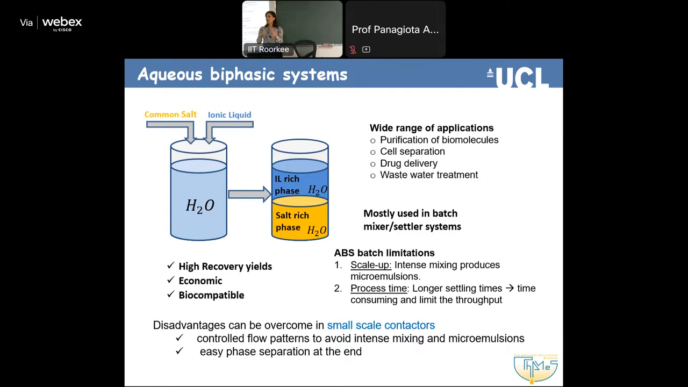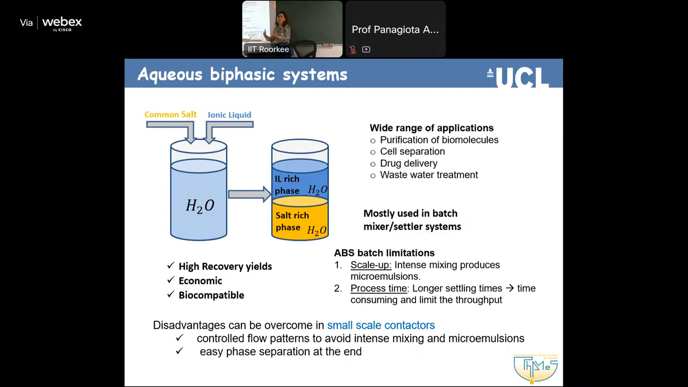So in traditional mixer settlers, we would mix the phases, try to make the extraction, and then try to keep the phases apart. If you create microemulsions, this would be very difficult to happen. And then exactly, because the drops are generally small, the settling times were very long.